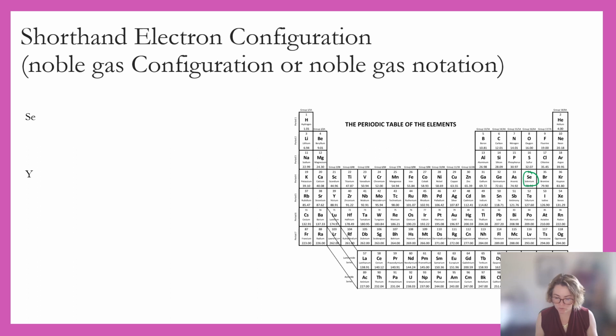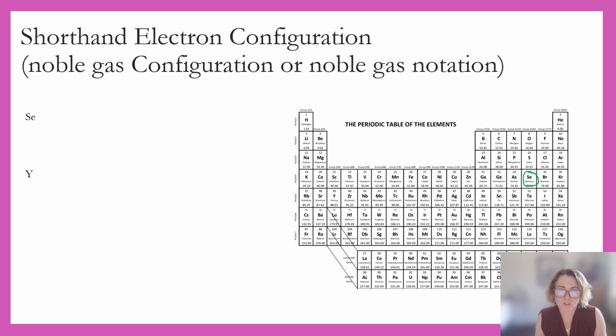If you were to do the configuration for something like lead, which sits right here at number 82, it would be really long to start with 1s2, 2s2, right? That would take you an awfully long time and a lot of ink to write that out. And in general, we're more concerned with the electrons that exist on the outside of the configuration. We'll talk about specifically what those are and what those tell us. So let's go ahead and we'll write out the full configuration for selenium.